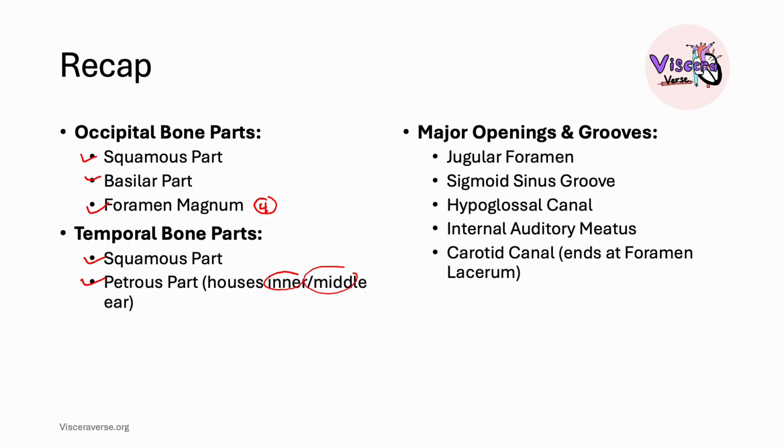Lastly, we talked about the major openings and grooves, including the jugular foramen, the sigmoid sinus groove draining into the jugular vein, the hypoglossal canal, and the internal auditory meatus, and from there pass important cranial nerves, including cranial nerves 12, 7, and 8, and the carotid canal. We also discussed a very important structure that we're going to talk about in more detail in future videos, which is the foramen lacerum.